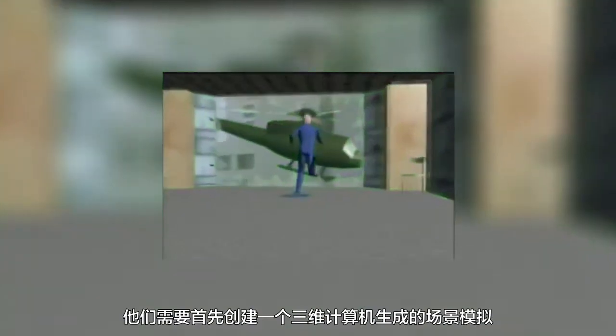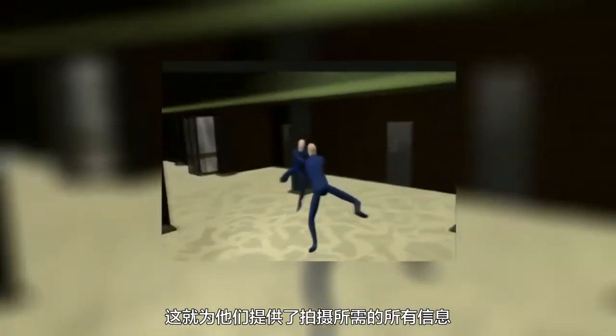So, how did they do this? Well, before they even began setting up cameras, they needed to first create a 3-dimensional computer-generated simulation of the scene. This then gave them all the information they needed to set up the shot. Information such as where to put the cameras, how far to space them apart, what frame rate to shoot at.